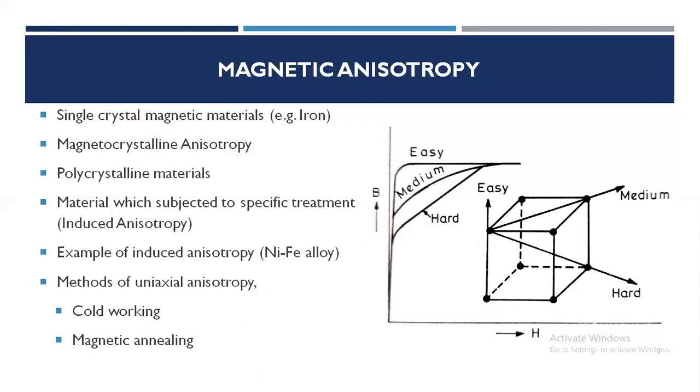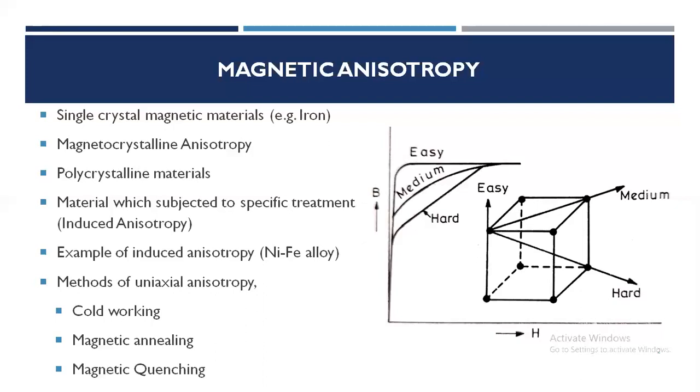So simply, if you are placing a material in a magnetic field and applying heat treatment, then that process produces a uniaxial anisotropy material, and the direction of that anisotropy is in the direction of the magnetic field.